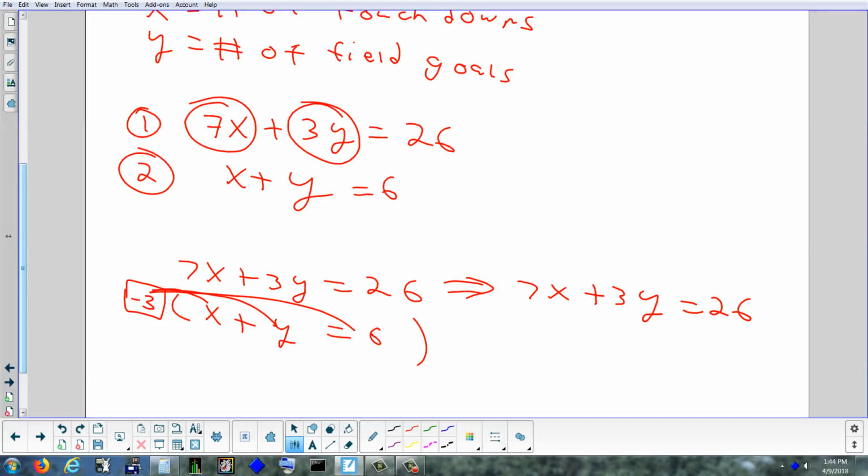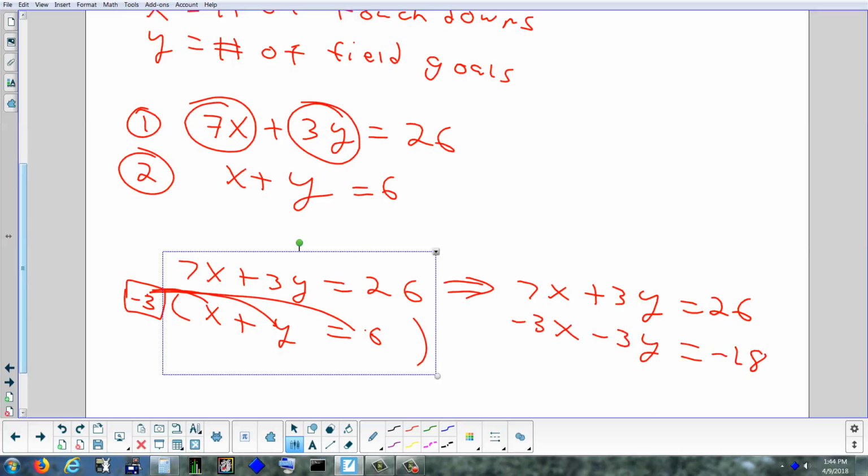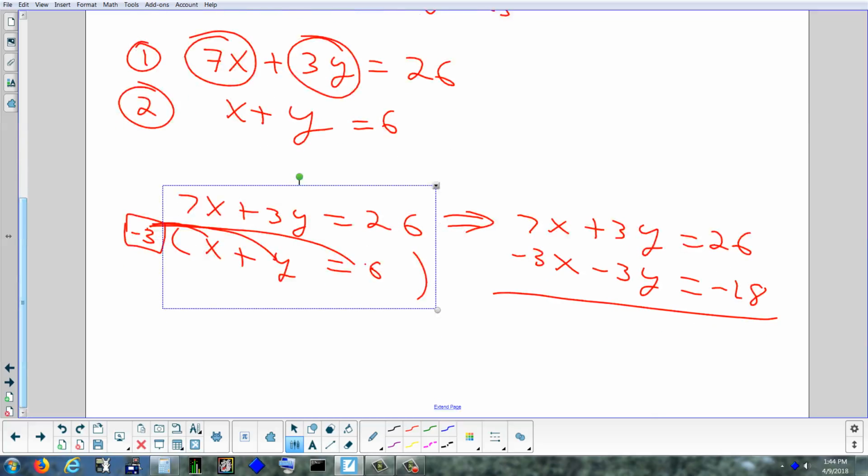What about the bottom one? What's negative 3 times x? Negative 3x. What's negative 3 times y? Negative 3y. Good. And what's negative 3 times 6? Negative 18. Now, when we add these up, what disappears?